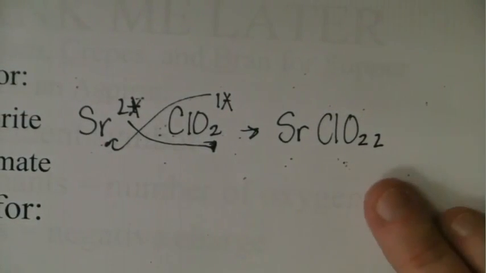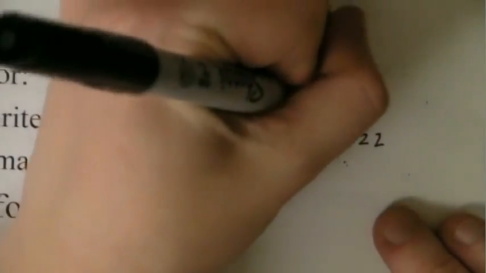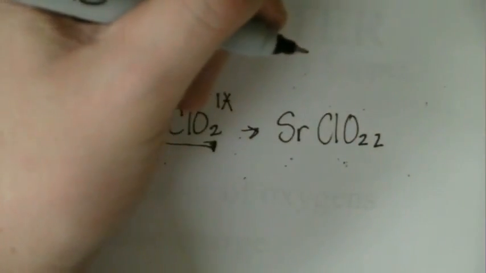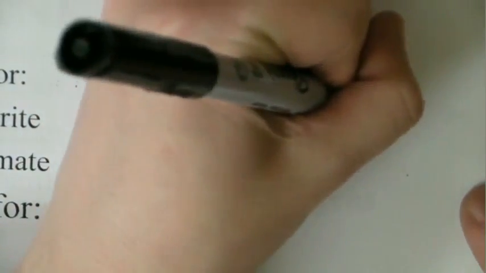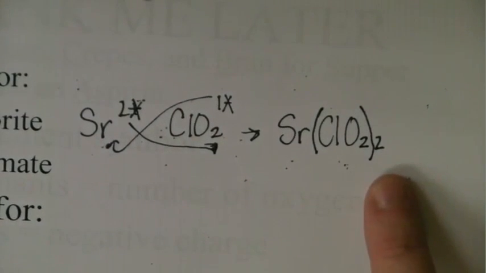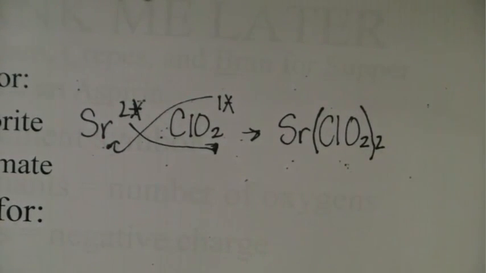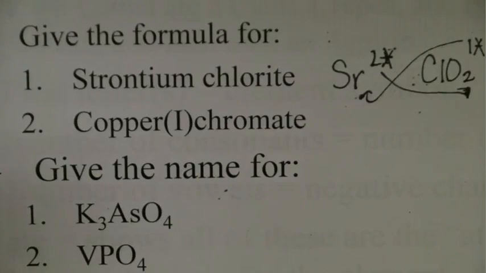And again, notice the issue. This should not look like it's 22 oxygen, so what are we missing? Again, I hope somebody's answering me. I'm going to assume you are. You are correct if you said we're missing parentheses. Put parentheses around it. That way it makes it known that it's 2 chlorite ions, that it's not 22 oxygen and 1 chlorine. Good. Next one, copper 1 chromate.